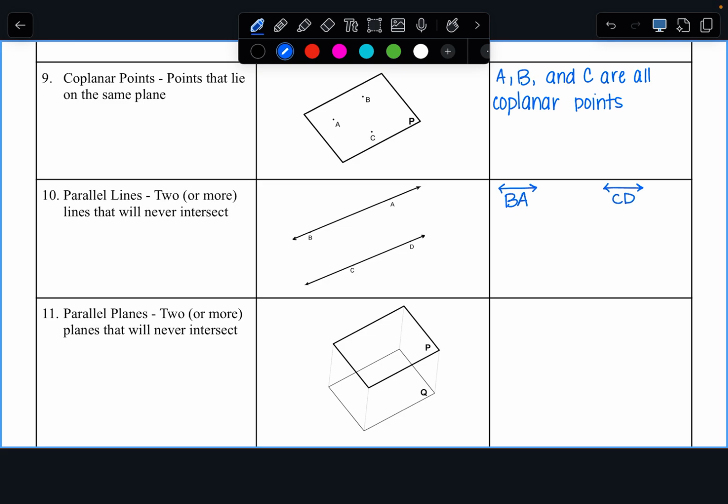to CD. Does anybody remember what the symbol is to show that they're parallel?